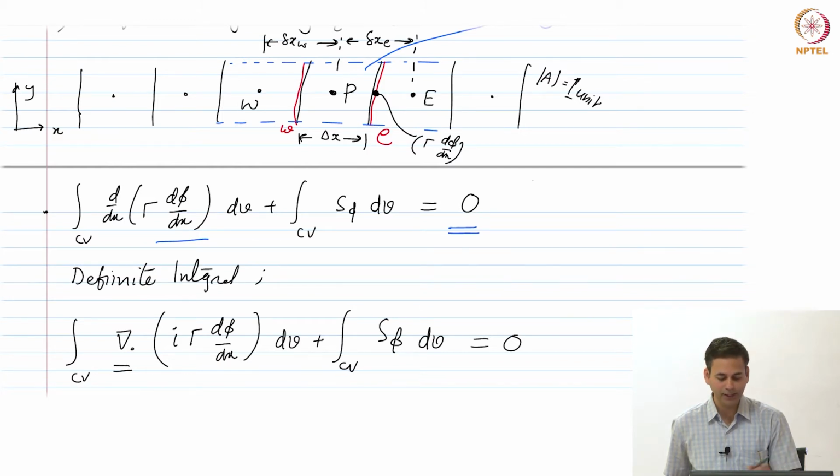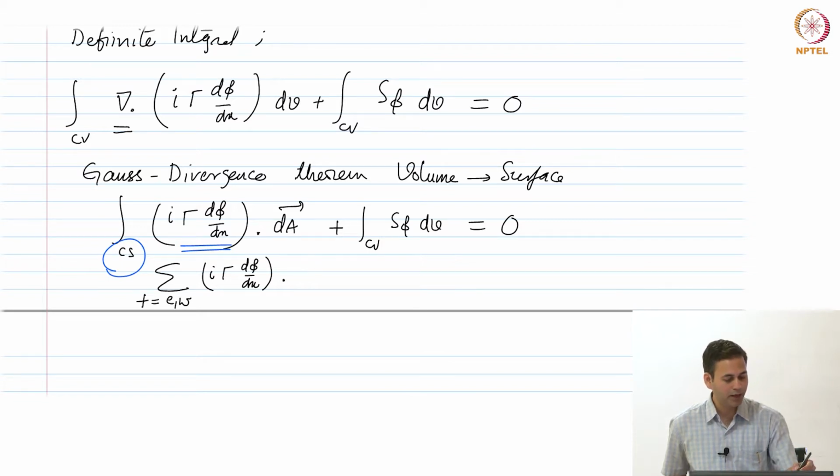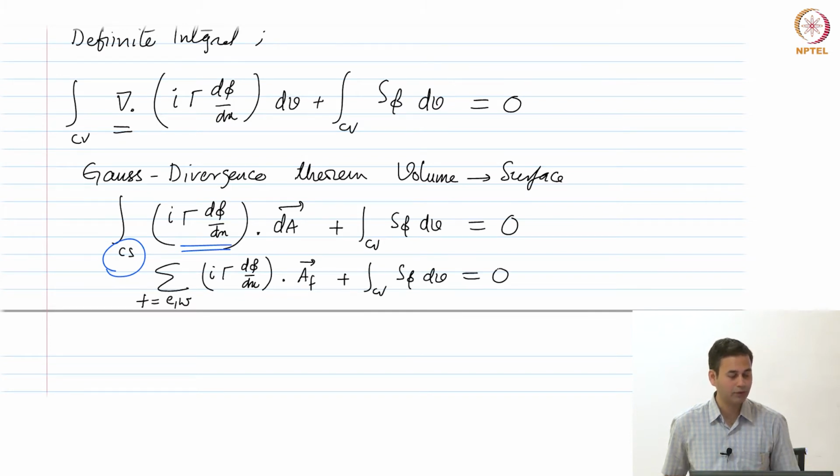So, I can simply write this integral of gamma d phi dx dot dA as a sum over the faces, that is east face and west face, and this integration is for a constant value. So, this will be gamma d phi dx dot dA bar, replaced with the sum over faces of A_f bar, okay, we will see what A_f bar is, plus we have this control volume integral of S_phi dV equals 0, alright.